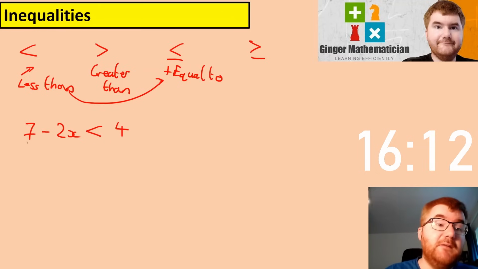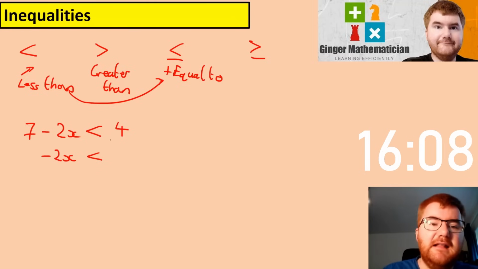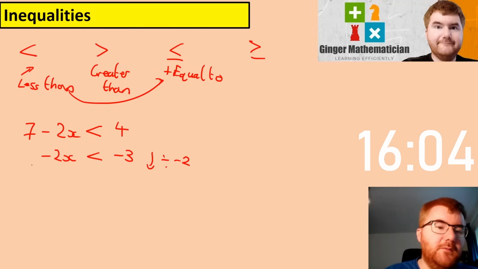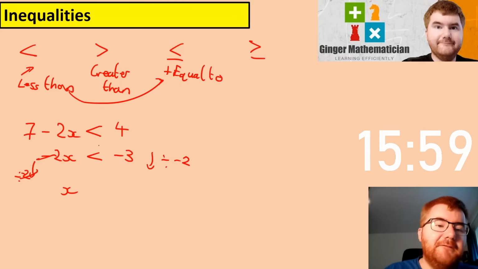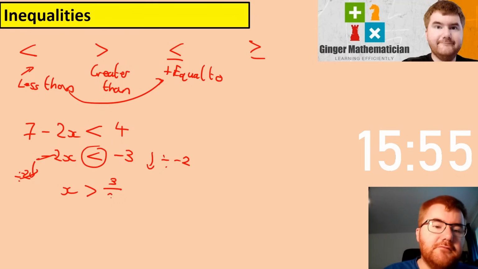So we approach it in the same way. We minus 7 from both sides. That gives us minus 2x is less than minus 3. However, if we divide here by a negative, which is what we're going to do here, then this cancels. But we have to flip this. This is really important. So we get greater than then 3 over 2.